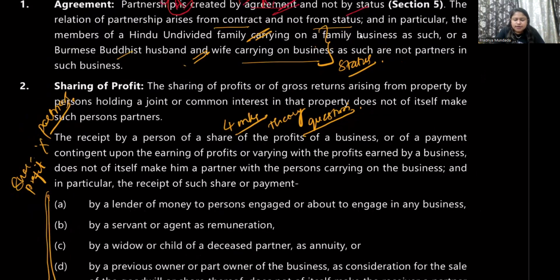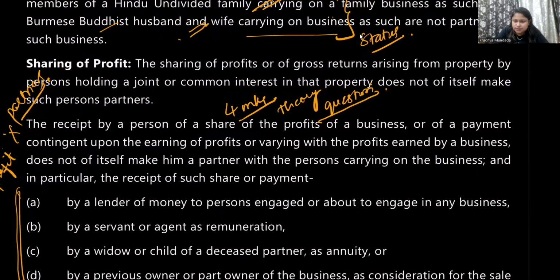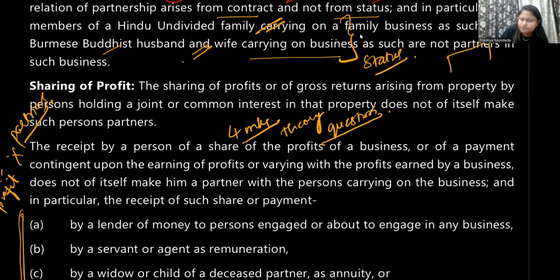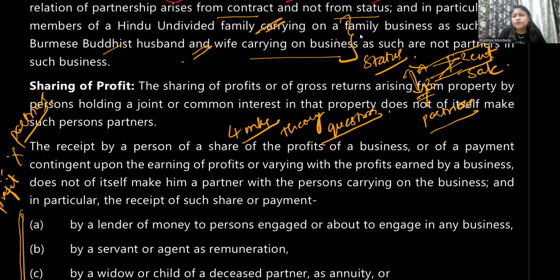So what they're telling is, the sharing of profit or of gross returns arising from a property by persons holding it in joint or common interest in that property does not by itself make such person a partner. Meaning is, we discussed an example of land. Two people are there, A and B, jointly holding the land. When the rental income comes, or when you sell this land, both will get part of it. Both will get the profit of it. Yes. These are not called partners. Only if you're jointly owning a land together, and you're receiving any income in the form of that, and you share that, that makes you co-owner. That does not make you a partnership.